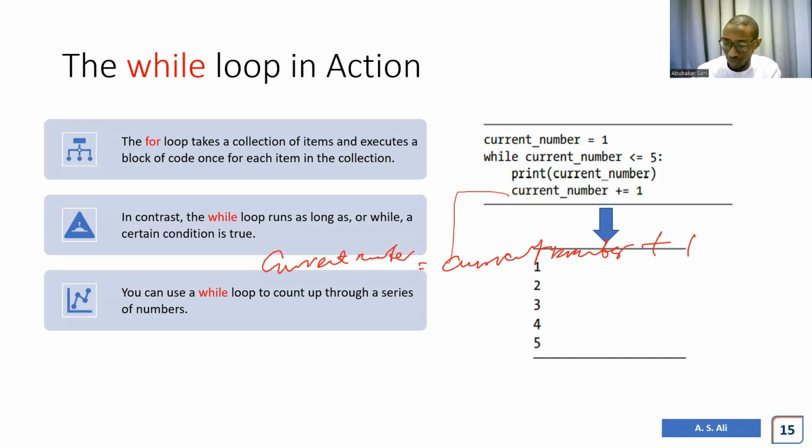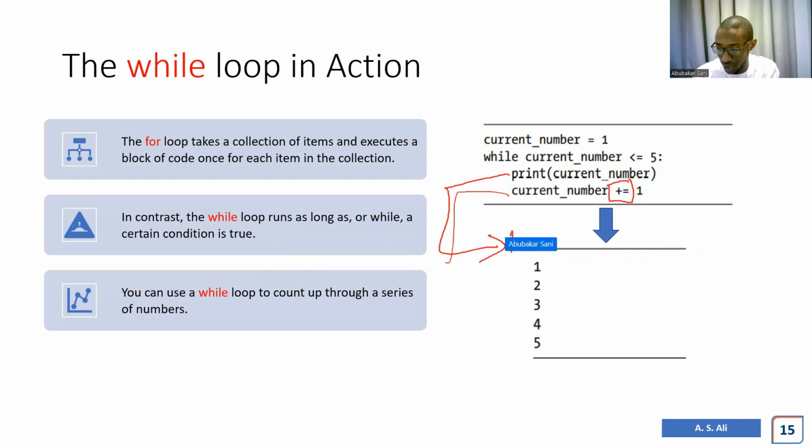Sometimes you don't want to be writing something long, and that's why you can use this. So we are adding 1 to the current number. In the first iteration, it is 1, then it is going to print 1. Then in the second iteration, remember this line will add 1 to 1, so it will be 1 plus 1, and that is 2. Now current number's value has changed from 1 and is holding the value 2.